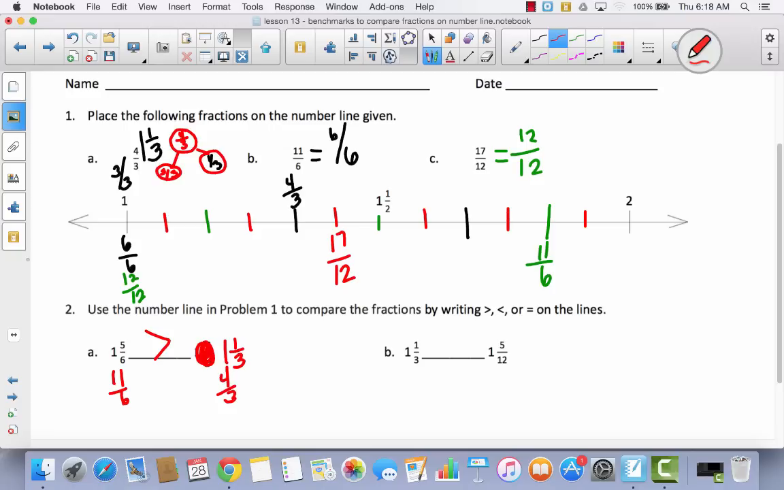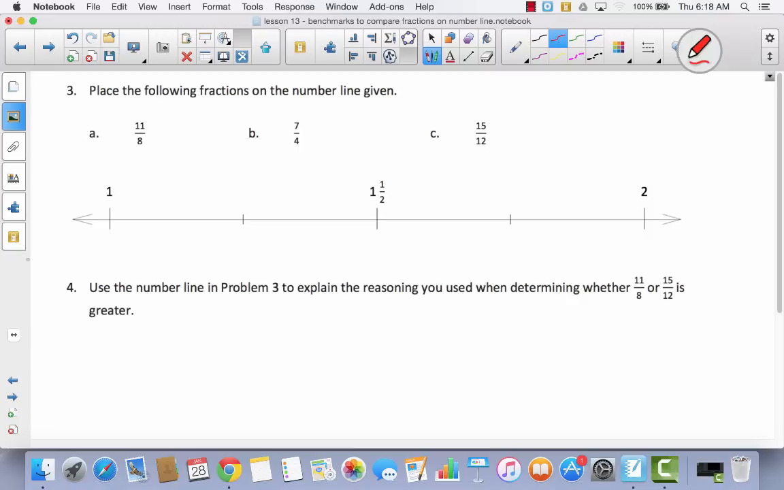Now let's take a look at B. It says 1 and 1/3, which remember is the same thing as 4/3, and we're comparing that to 1 and 5/12, which is the same thing as 17/12. Well, you can tell on the number line that 4/3 comes before 17/12, so 4/3 is actually less than 17/12. All right, let's take a look at number 3.